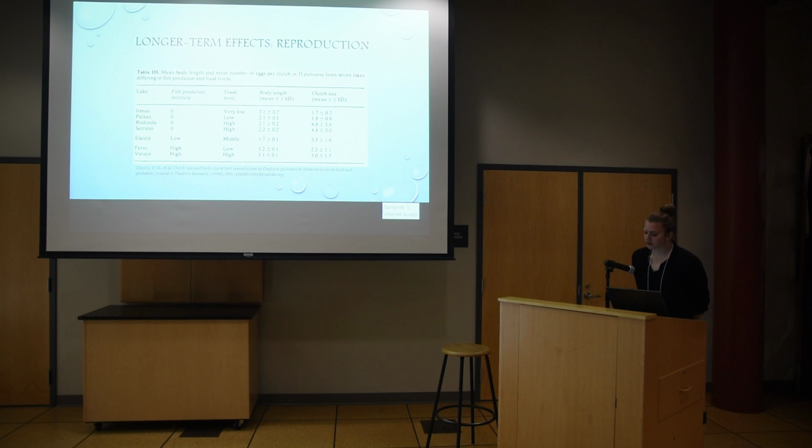Longer term effects, we are concerned that their reproduction could be affected by this. And this was done in 1996, but the clutch size is extremely affected by the food level intensity, whereas fish predation really controls the body length. So the thought is that if we see a decreased rate of algal ingestion, we should also see a decrease in clutch size.